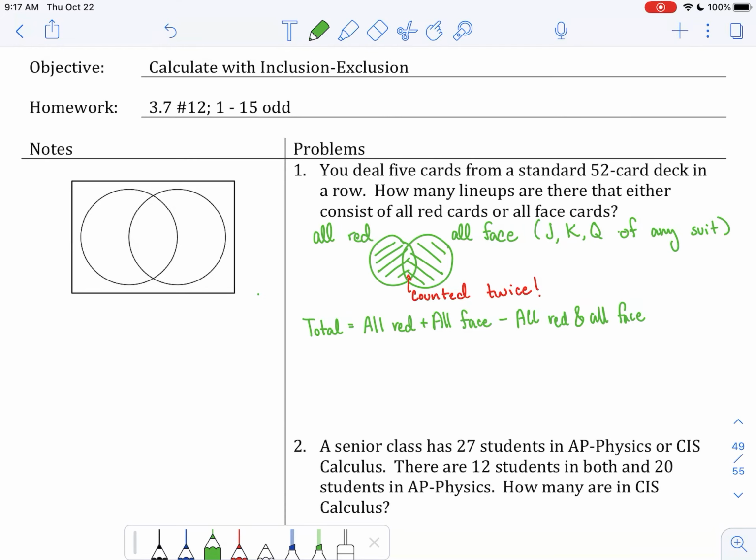Hey all, and we're going to continue in chapter 3. So let's get our materials out for notes and we're going to get started. So today we're going to be talking about what's called inclusion and exclusion.